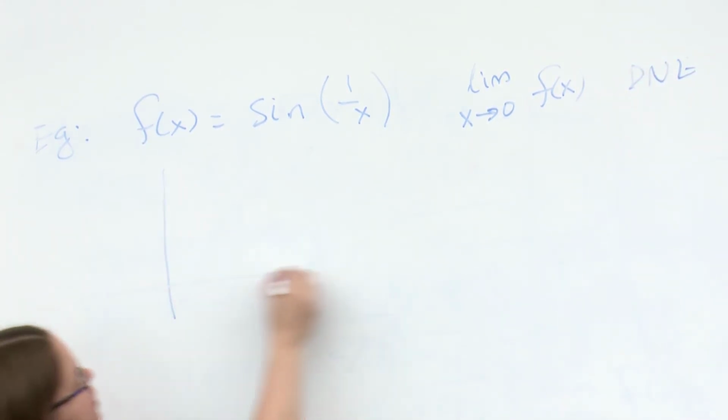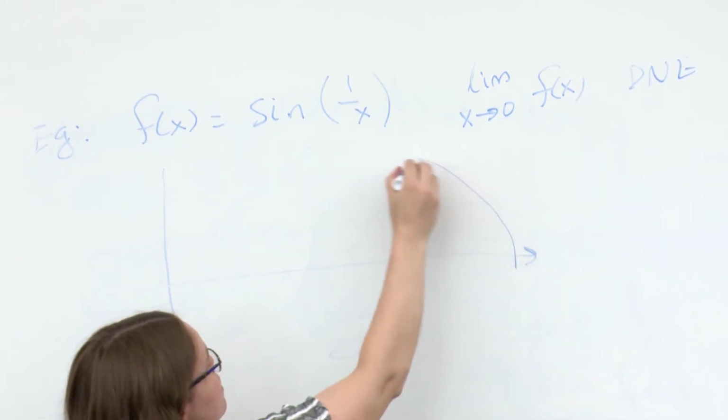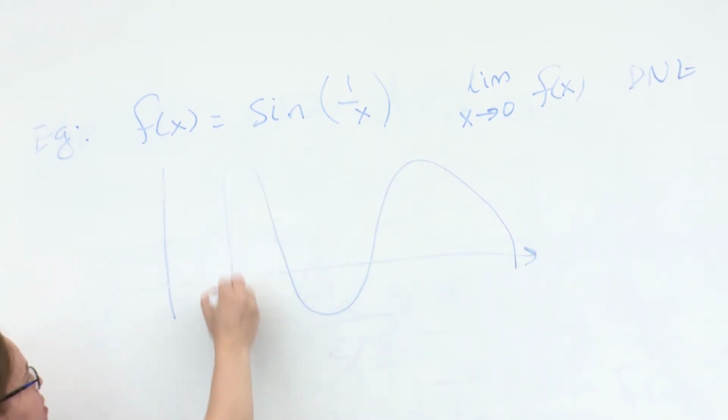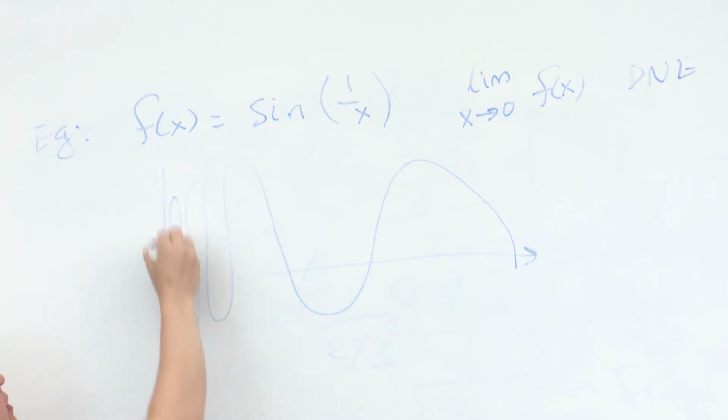All right, the picture of this function is going to be that we have gentle sine waves that are going to get faster and faster. And you're going to have things oscillating infinitely quickly here and never approaching any limit.